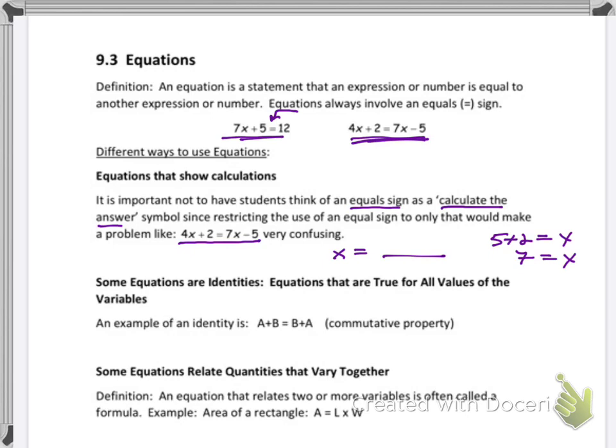So some equations are identities. So this is demonstrating the commutative property. A plus b is the same as b plus a. So you can say 7 plus 5 is the same as 5 plus 7. There's no solution required. You're just stating a property. Some equations relate quantities that vary together. So quantities that vary together are also called formulas. Okay, let's go on to the next page.